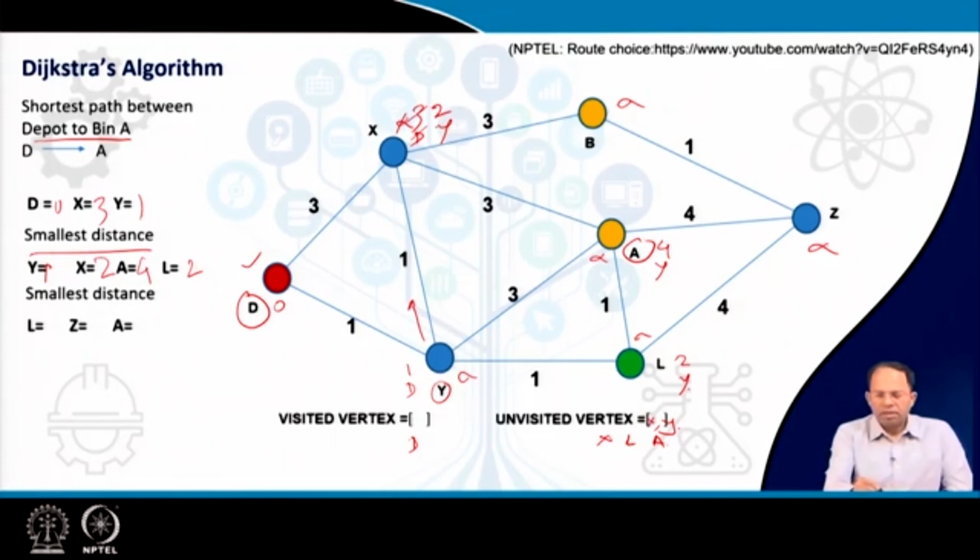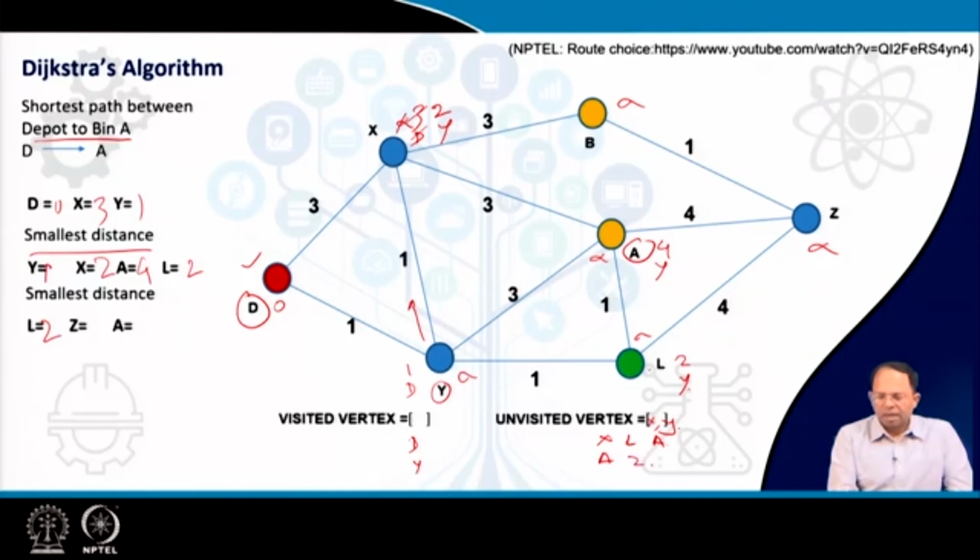Now, out of all this, the least value could be taken as this one, because this is 2 and this is 2, right? So let us assume that we will go with this one. So in that case, we say that the L value is 2. Then from L, visited vertices is already Y. A is unvisited. Z is unvisited as well.